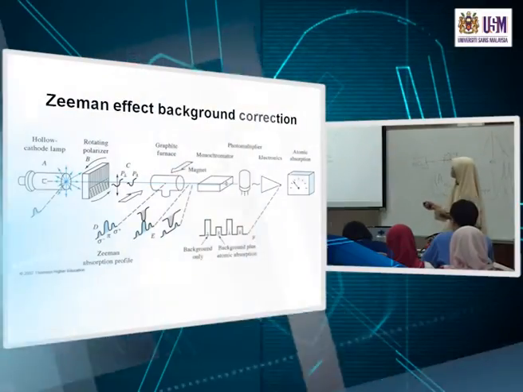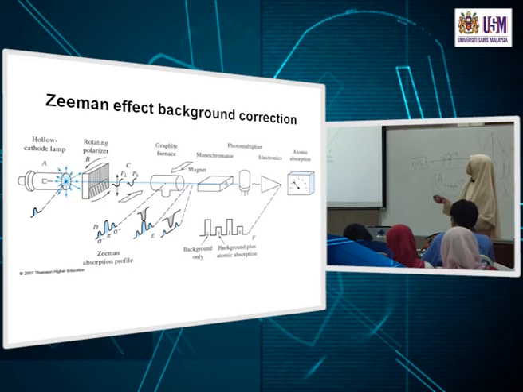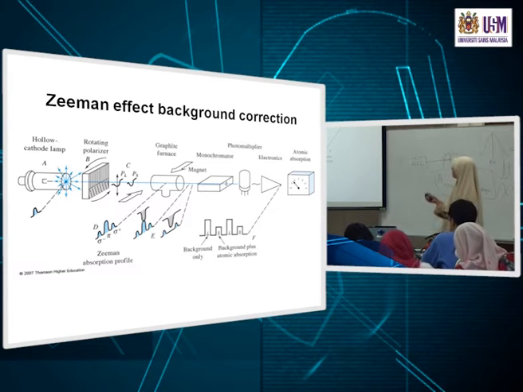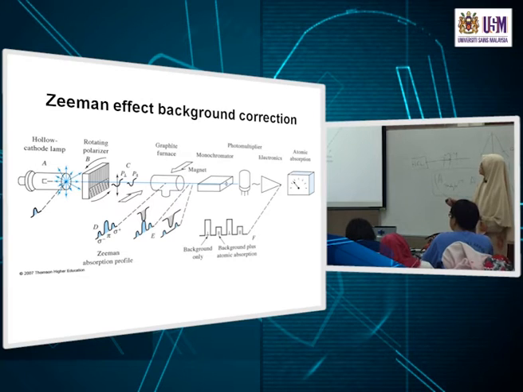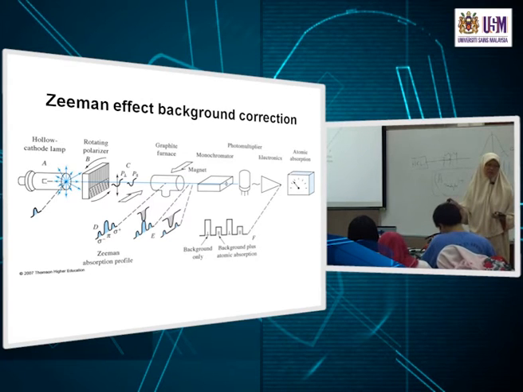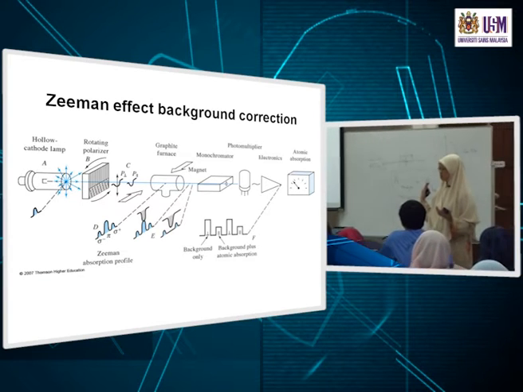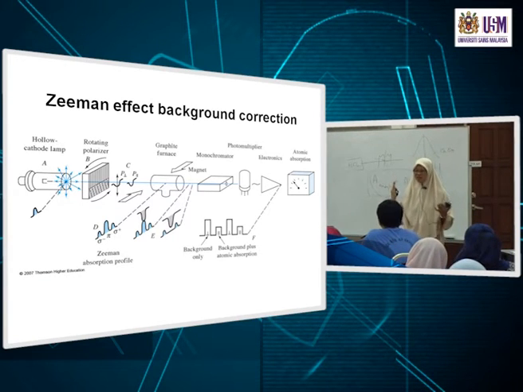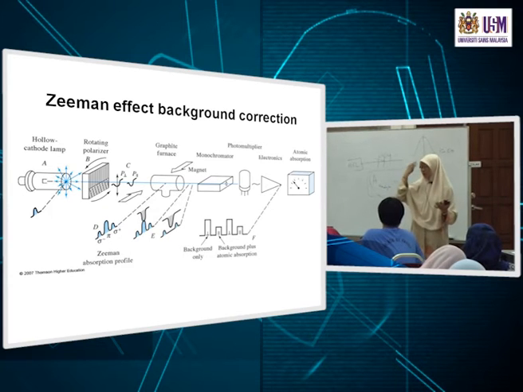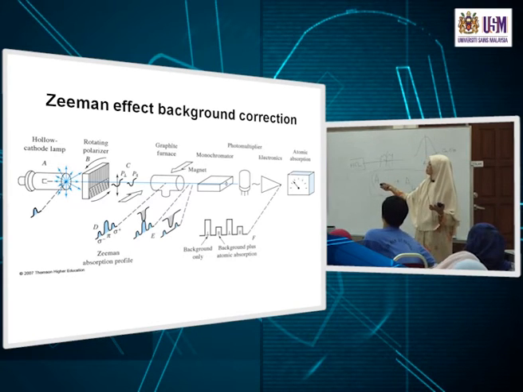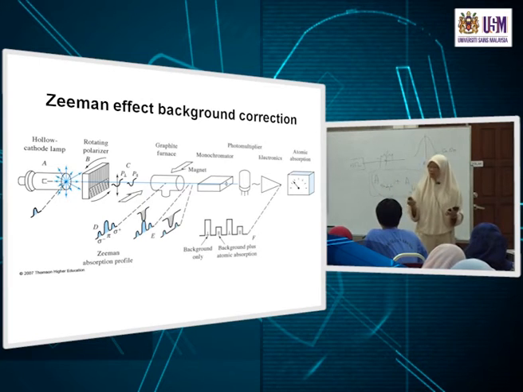Okay, the third one is the most expensive, which of course we don't have. Zeeman effect background correction. Why is it more expensive? It needs a magnet. So essentially here, what is shown here, and it's usually used for graphite, not for flame. But I'm sure with, what is that? Is it a Taiwanese brand or the Shimadzu? I think they have an AAS instrument. I believe, somewhere in the back of my mind, that they did Zeeman for flame, but it's not a common thing.